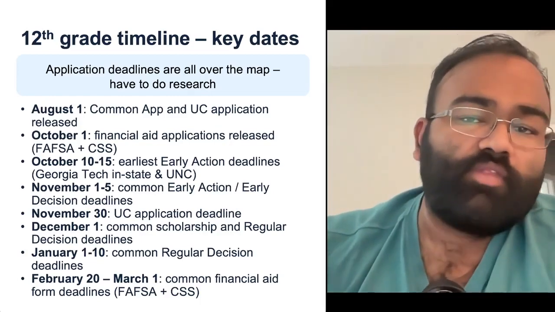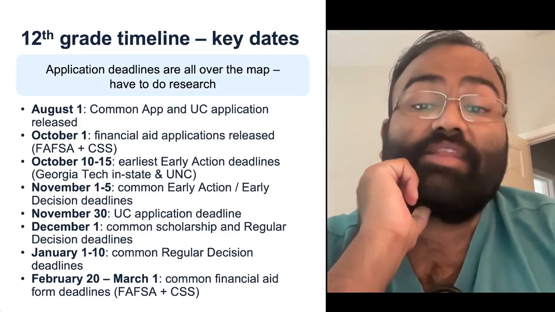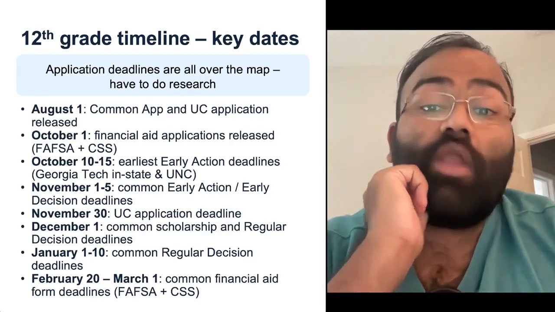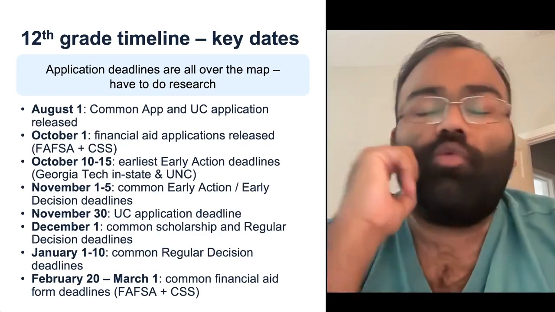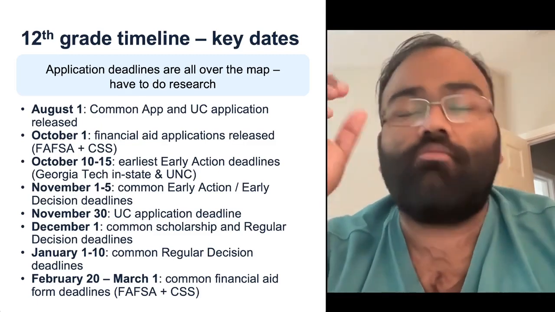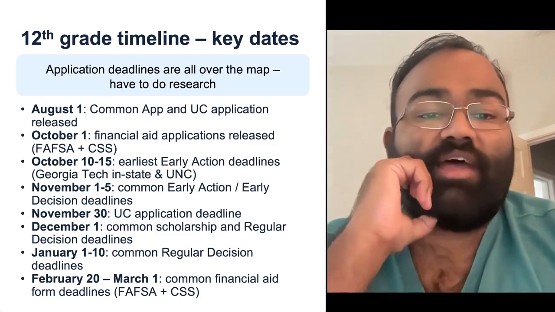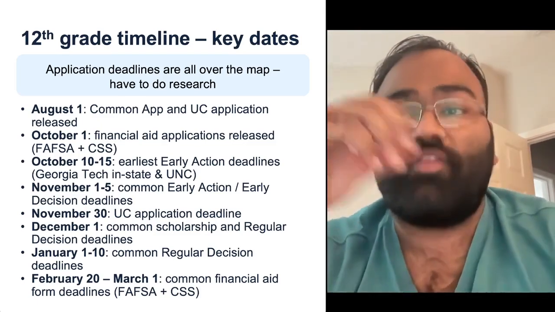Now, here in this next section, we're going to talk a little bit about a sort of timeline of some key dates that you want to be aware of in 12th grade. And one of the things to keep in mind is that while this is a sort of overview of some of the most important dates or the most common deadlines, every single school in the country pretty much has some variation in one or more of its deadlines.